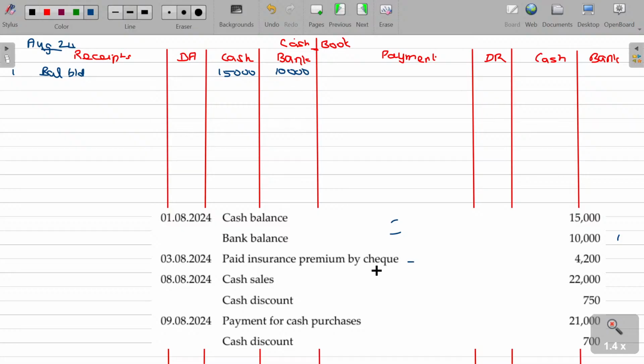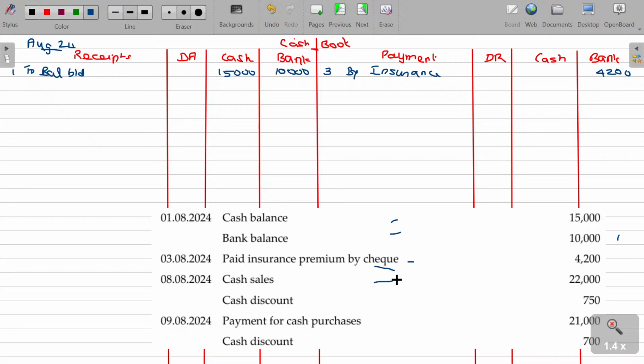Paid insurance premium by check should be posted where? In the payment side. Receipts are payment. It's only payment. So payment side, and on the date of 3rd, we made the payment for insurance. By insurance. Is that payment from our cash box or from bank? Check means bank, so post that value in the bank column, 4,200.